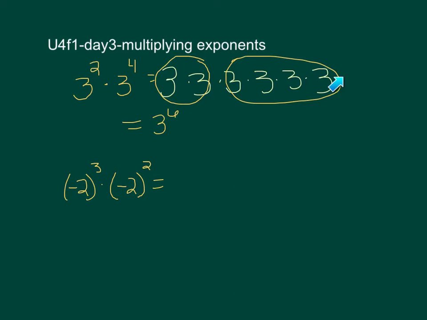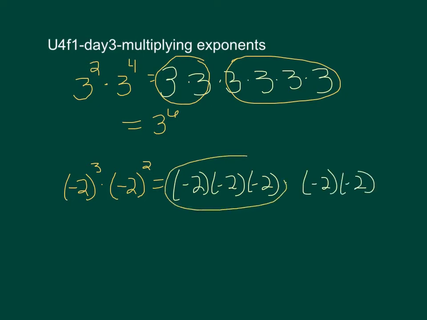Let's check it. Next one, I have negative 2 to the third, which means I have negative 2 times negative 2 times negative 2, and then I have negative 2 to the second, which means I have 2 more. So I have negative 2 to the third times negative 2 to the second. How many negative 2's do I have? I have 1, 2, 3, 4, 5 of those. Okay, so how could I get from here to here without writing all this out? Hopefully you see it's adding my exponents.